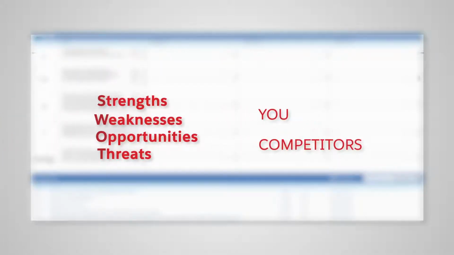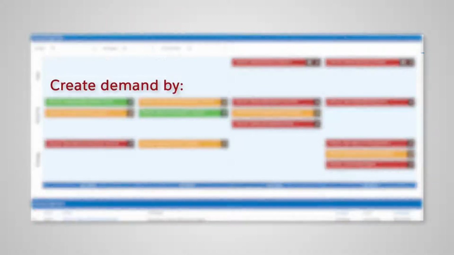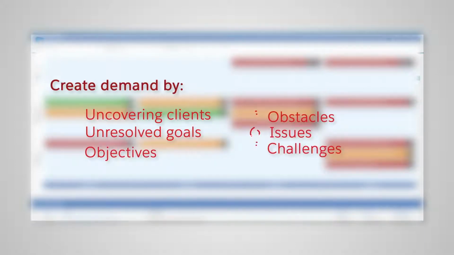In the SWOT analysis, you can track your strengths, weaknesses, opportunities, and threats for both you and your competitors, having it readily available for updating as the account matures. The next one is Business Insight. In this module, you can create demand by uncovering clients' unresolved goals, objectives, obstacles, issues, or challenges.